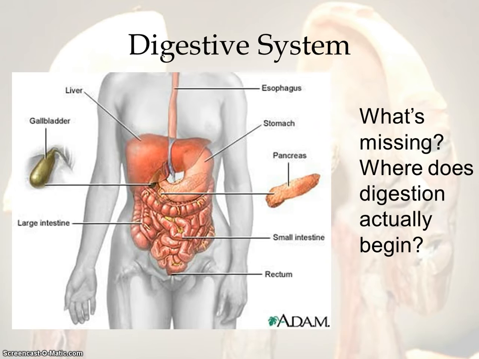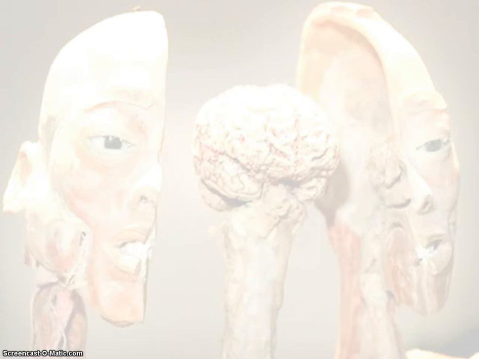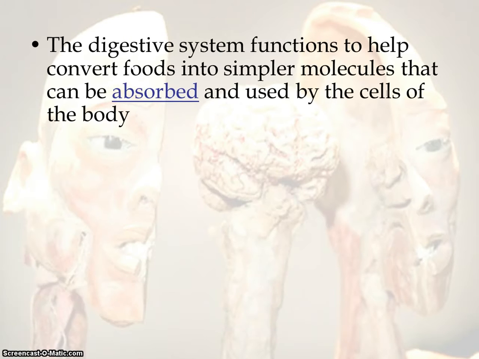All right, now let's look at the digestive system. Okay, there are a lot of parts of the digestive system in this picture, but what's missing? Where does it come into the body? Through the mouth. Okay, so let's start looking at some of these parts.